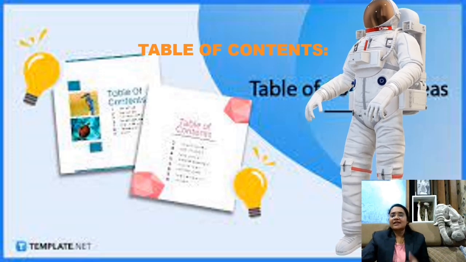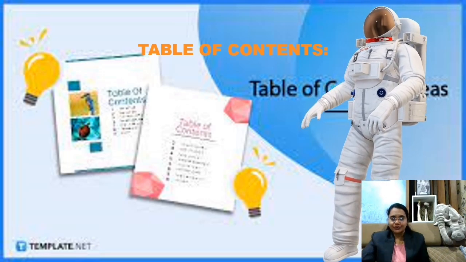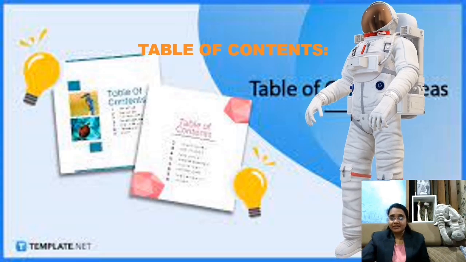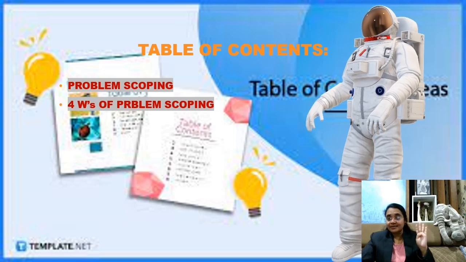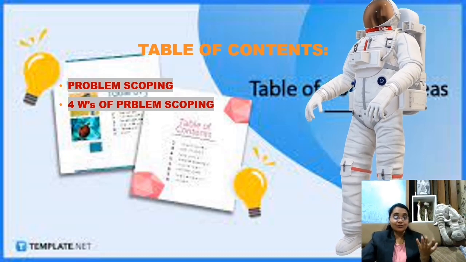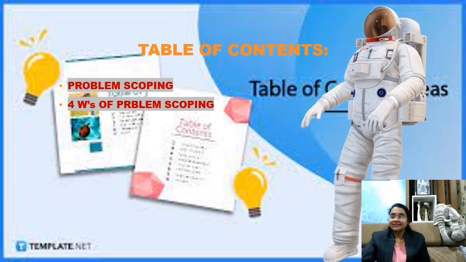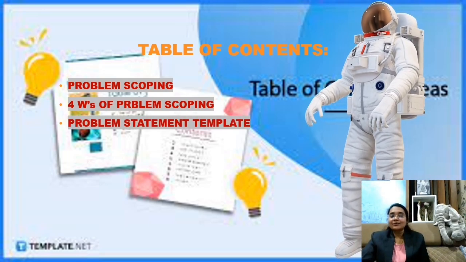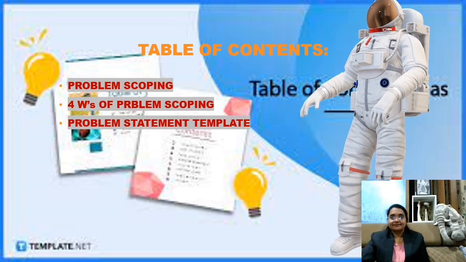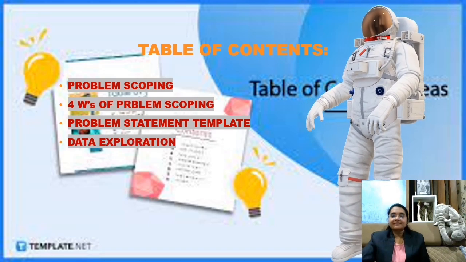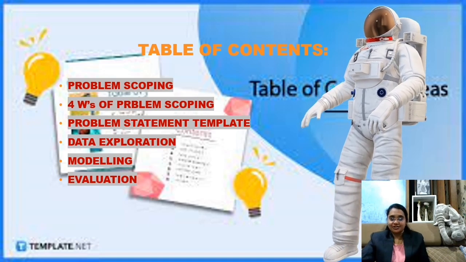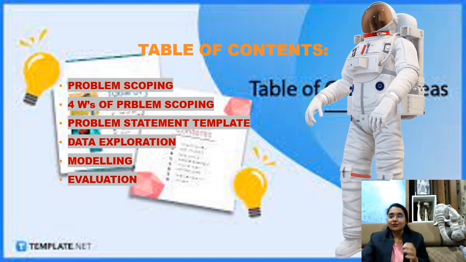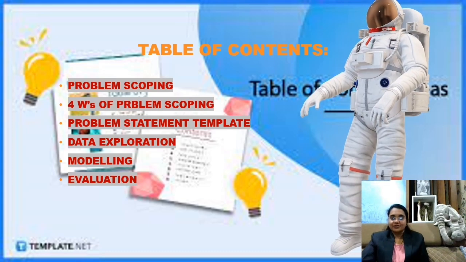Okay, students. So let us see what table of contents we are going to cover in this topic. First one is problem scoping. Second one, 4W problem canvas. We have who, what, where, why, which we can learn in detail in the topic. And the third one is problem statement template, data exploration, modeling, and the last one is evaluation. So these all are the topics which we are going to cover, students. Let us move on to the next one.